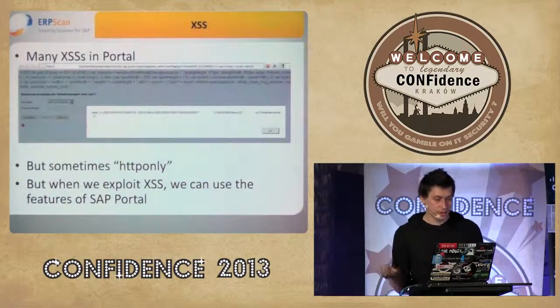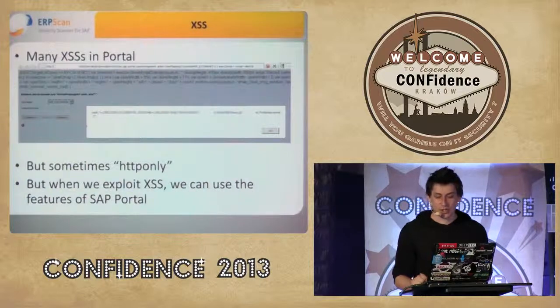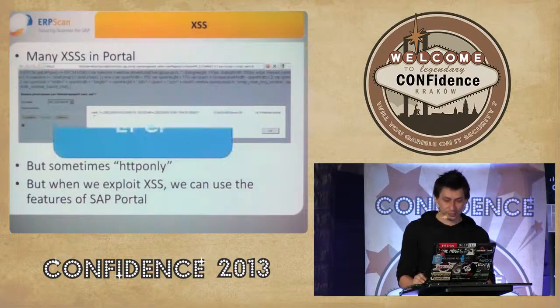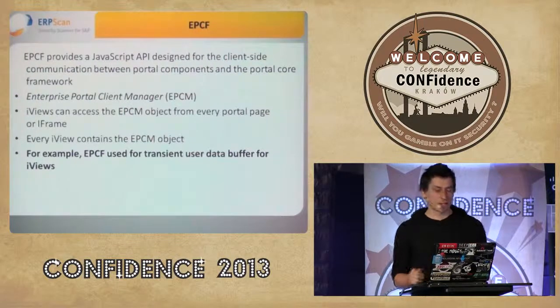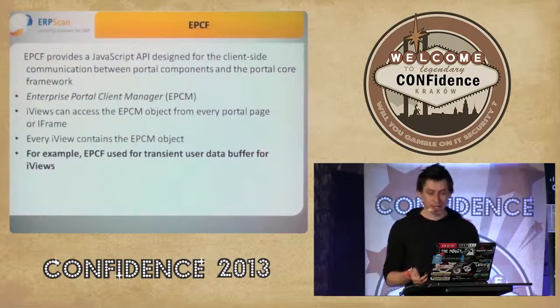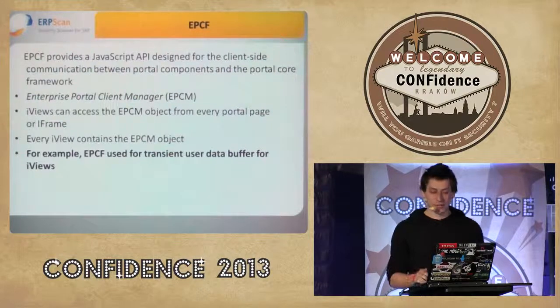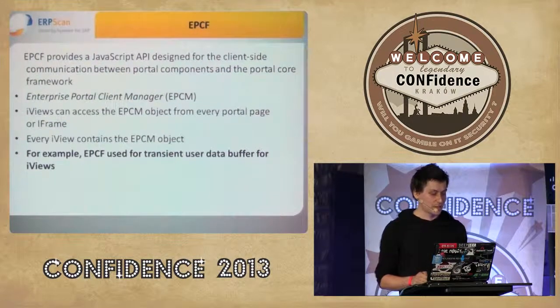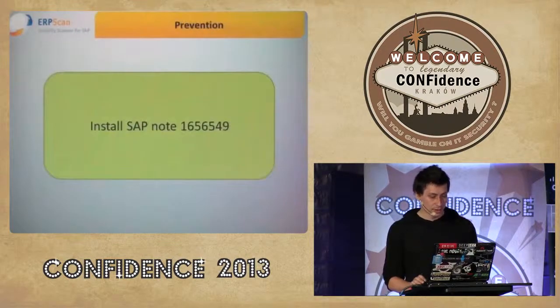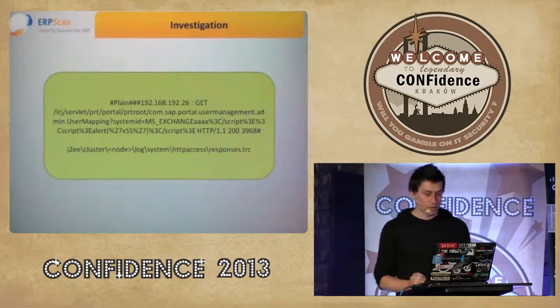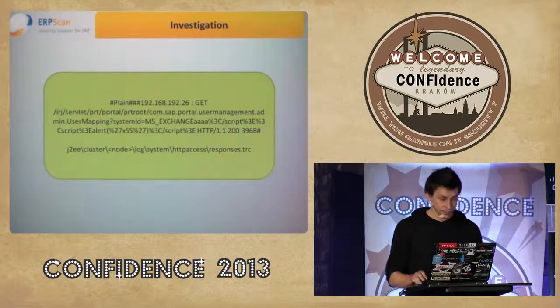And go next. XSS. Apart from the classic vector with session ID stealing, here is another trick. In the portal there was a tool called EPCF. EPCF provides a JavaScript API designed for client-side communication between portal components and the portal core framework. iViews can access the EPCM object from every portal page or iframe. Every iView of the portal contains the EPCM object. For example, EPCF is used to transfer user data buffer for an iView. So using XSS, we can inject an EPCF instruction and access the user data. Like that. And to defend your system, install this SAP note. And of course, all this can be found in HTTP logs. So don't forget about that.